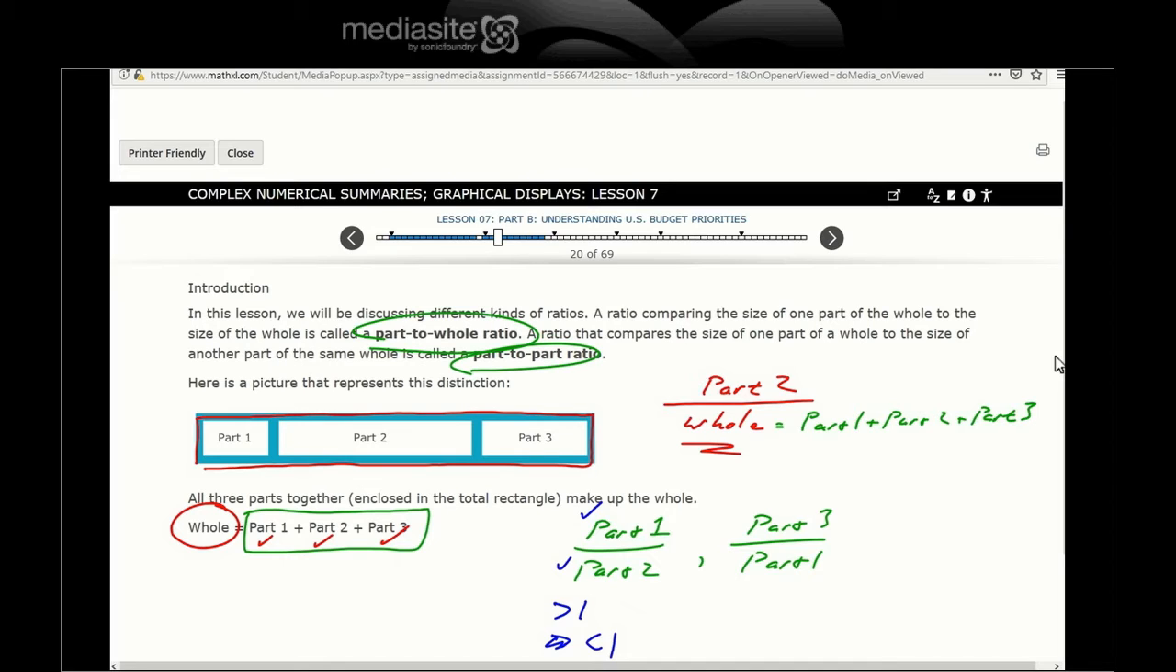Now, whenever we do a part to whole ratio, this is important. Whenever doing a part to the whole, the best you can get is 1, or 100%. Typically, it's going to be less than 1: 10%, 20%, 30%, 40%, etc.